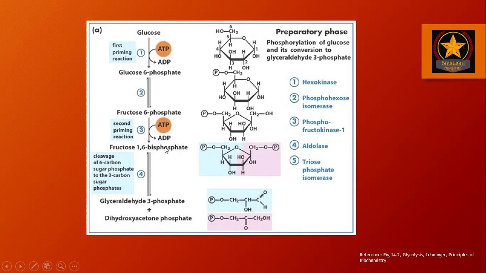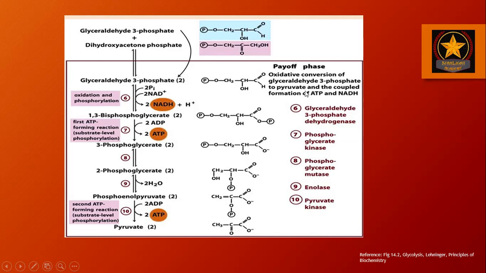Fructose 1,6-bisphosphate, with the action of aldolase, is split into glyceraldehyde 3-phosphate and dihydroxyacetone phosphate. These two molecules are interconvertible via the enzyme triose phosphate isomerase. So in the preparatory phase, two molecules of ATP are utilized and glucose is split to form glyceraldehyde 3-phosphate and dihydroxyacetone phosphate. In the payoff phase, oxidative conversion of glyceraldehyde 3-phosphate to pyruvate and the coupled formation of ATP and NADH occurs.